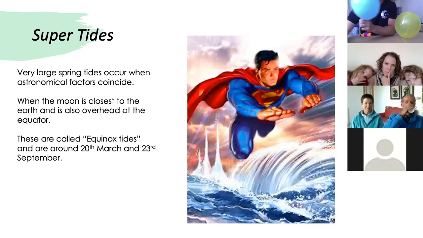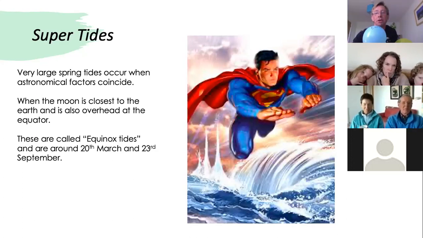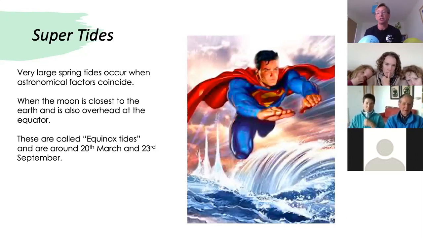So if you think about the analogy of the sun and the moon being like a big magnet, twice a year you have massive tides, and these are called equinox tides. So these are the biggest tides of the year. It happens around about 20th of March and 23rd-ish of September, and they're when we have the biggest tides of the year.